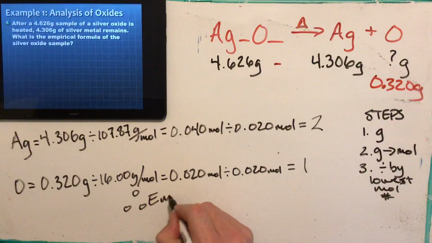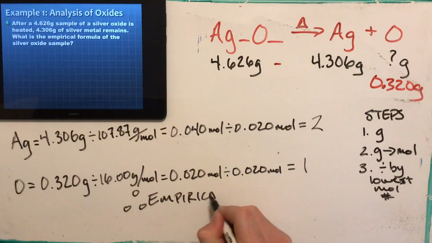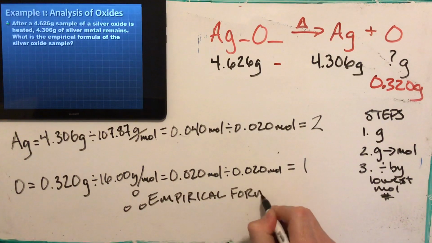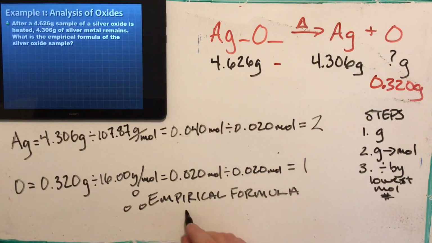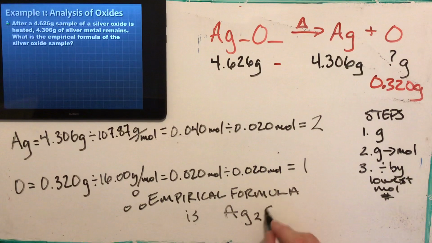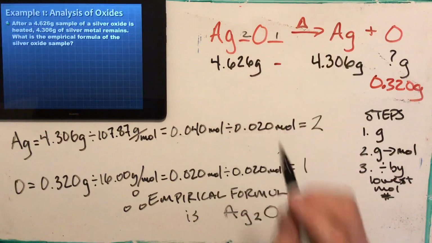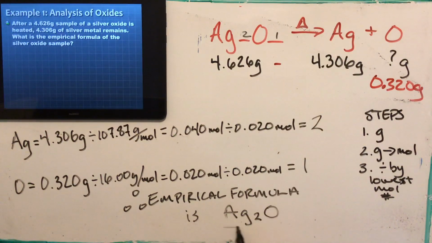Therefore, my empirical formula is Ag2O, and I don't have to show the 1. So again, if I go up here, this would have been a 2, that would have been a 1. We don't show the 1, so there's our final answer. All right? Easy enough? That's all there is to it.